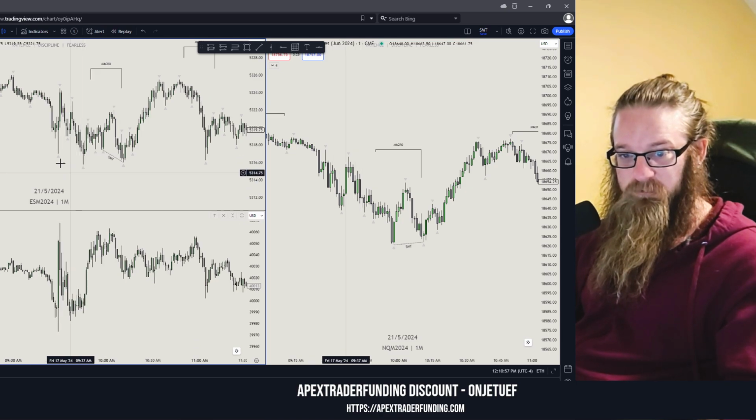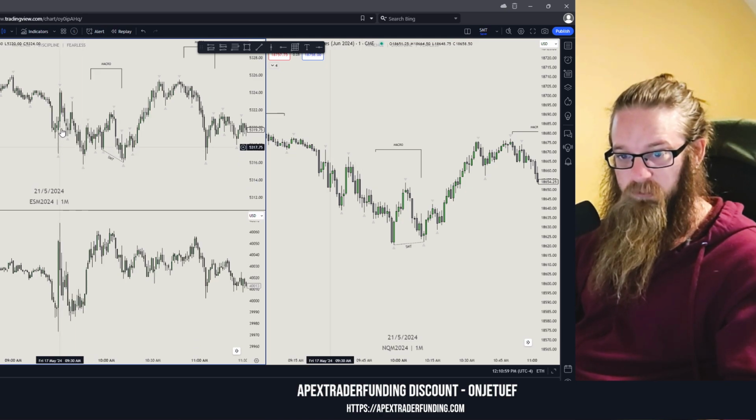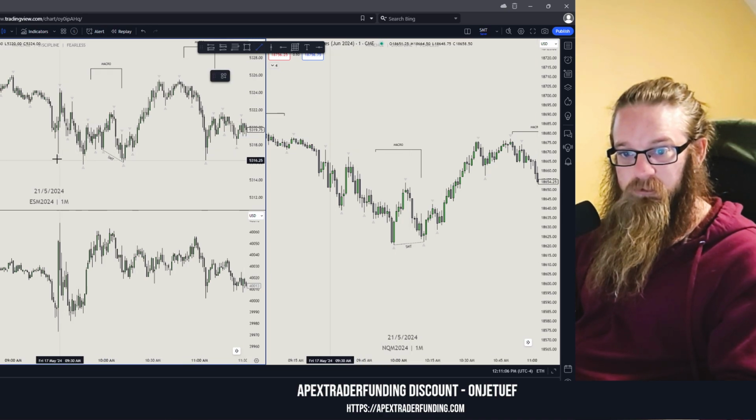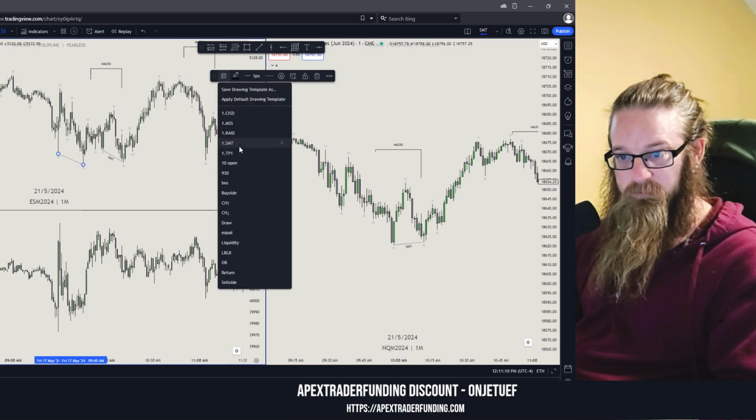I didn't even see this one. So you see how ES made this low wick, came back up and then traded below and took it out. That from here to here, we'll just mark it as SMT so it's easy to see.